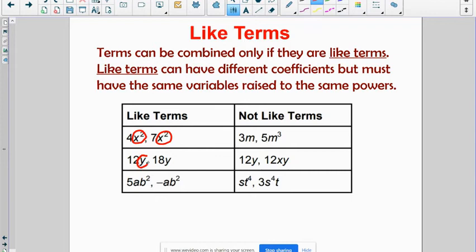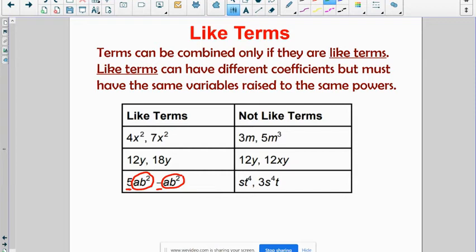And we have 12y and 18y. The variable part in each term is the letter y. There are no exponents there. It indicates it's y to the first power in each case. So those are like terms as well. Finally, the last one, we have the variable parts, a, b to the second power, and again, a, b to the second power. Those are like terms, even though their coefficients are different. The first term has a coefficient of 5. The second term, it looks like just a negative symbol, but that really means -1 as the coefficient. And that's okay that those are different.